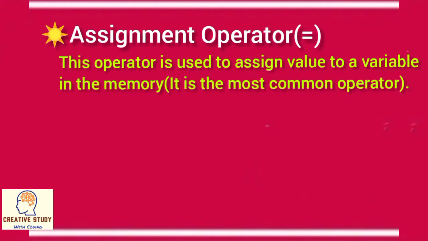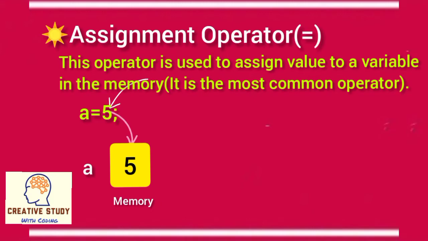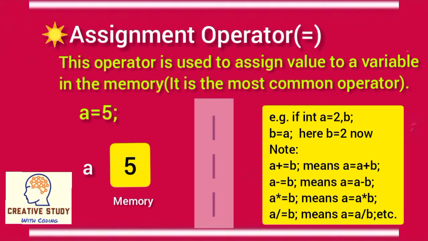Let's see the assignment operator. This operator is used to assign a value to a variable in the memory. Here a equal to 5 means we are assigning the value of a, that is 5, in the memory. Let's understand it with another example. Here a equal to 2 and we are assigning the value of a, that is 2, to b. So the value of b will be 2.